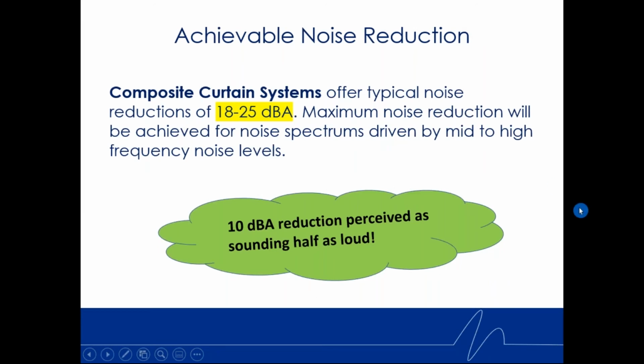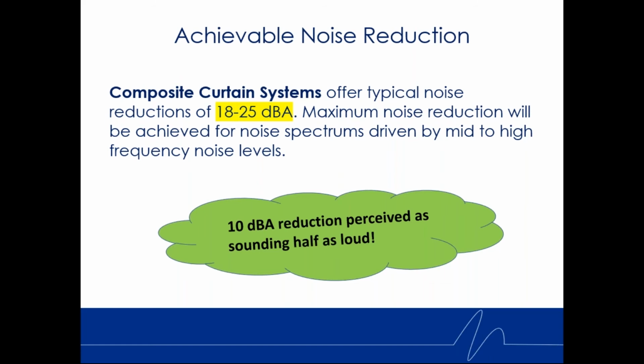Now, when you look at a composite curtain system, and what I mean by that is an enclosure, let's say 4 walls and a roof, they offer typical noise reductions of 18 to 25 dBA. Now, you may say, wow, 18 to 25 dBA, is that a lot? Well, just to let you know, a 10 dBA reduction is going to be perceived as sounding half as loud. So whether it's quiet enough to meet that OSHA standard and OSHA limit, a 10 dBA reduction is going to be what I call an ooh-ah. Wow, that really made a difference.